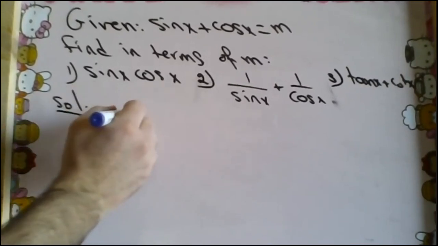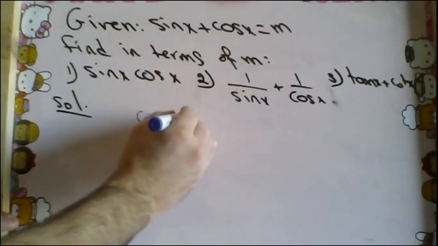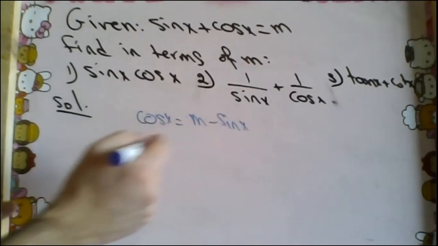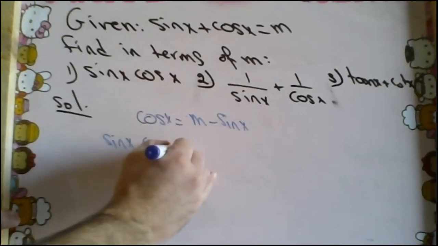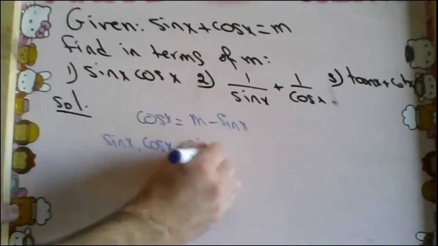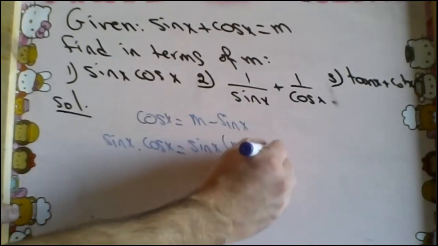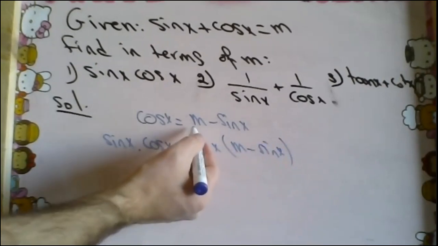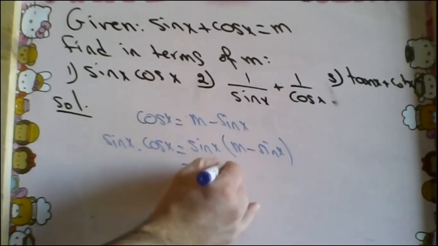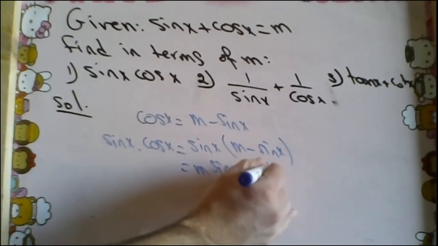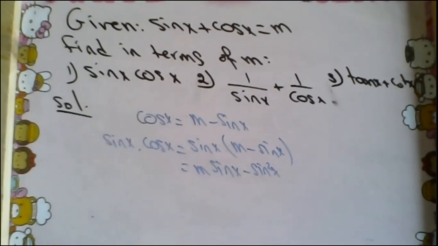You are saying that cosine x is m minus sin x, then sin x times cosine x will be equal to sin x into m minus sin x. The sin x we keep it, cosine x we replace it by m minus sin x. So you will get m sin x minus sin squared x. Then we have a problem. The question says write it in terms of m only.